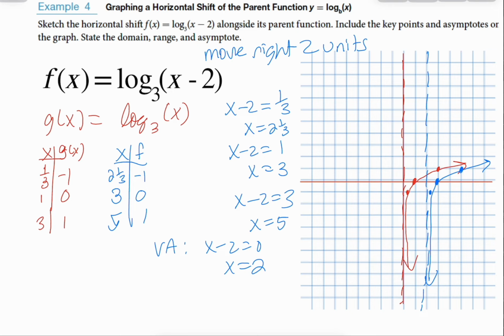Okay, now the only thing we have to talk about is domain and range. The domain of this graph starts just on the right side of 2 and keeps going to infinity. Remember, that's where the inside is greater than 0. So where x is greater than 2, so 2 to infinity. The range is all real numbers. So that is one that's a little more complicated.